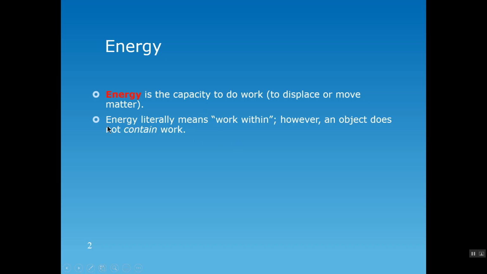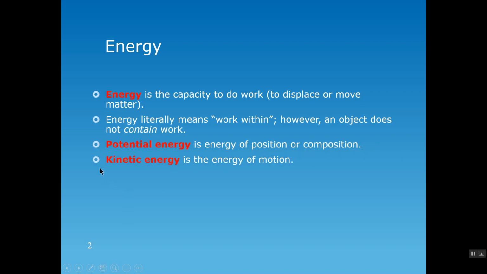In terms of what energy literally means, it means work within. However, it is not possible for an object to contain work. It can contain energy, but not contain work, right? And in terms of the different types of energy, you have two types. You have what is known as potential energy, which is the energy an object has by virtue of its position or composition. And then you have kinetic energy, which is the energy an object has by virtue of its motion, right? So anything that moves has kinetic energy.